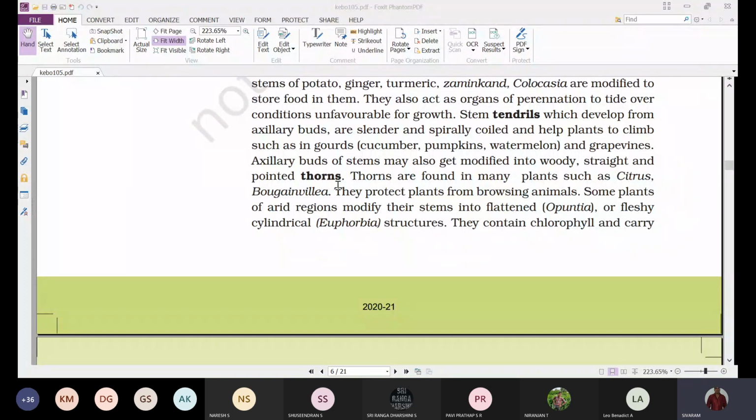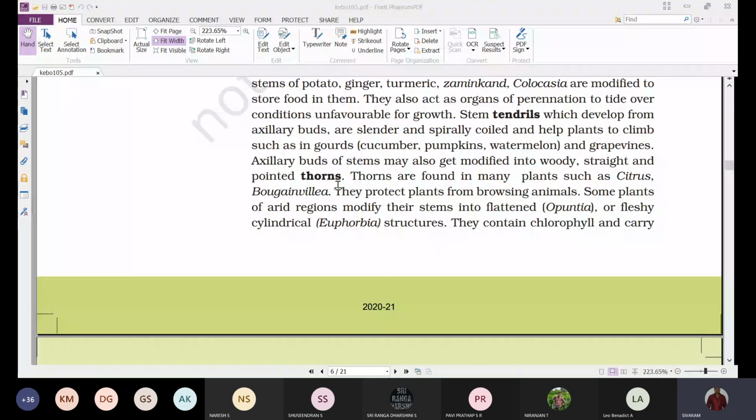If you have a lemon plant in your garden, go and check, and you will find some curved, pointed structures on the stems. These are nothing but thorns. And in the case of bougainvillea, we can observe a large number of bougainvillea plants on the roadside.